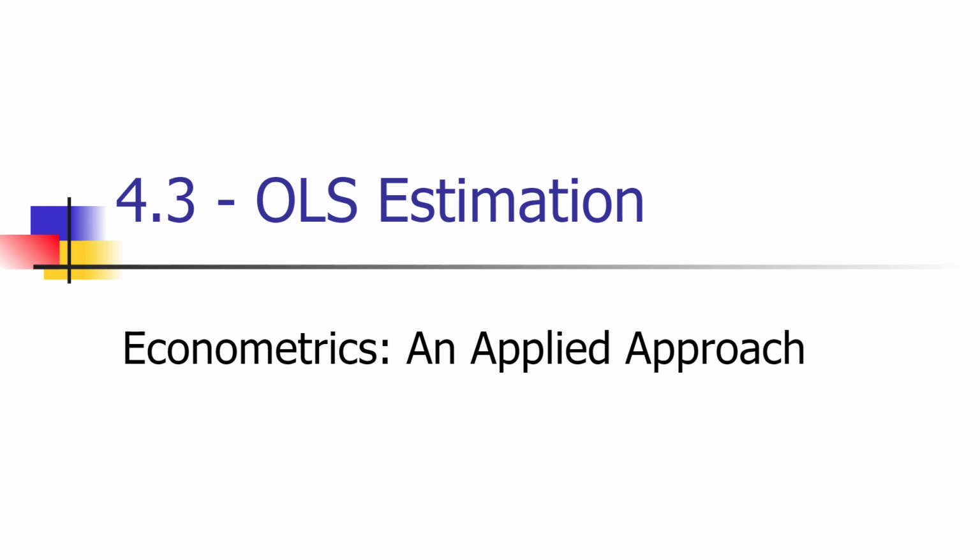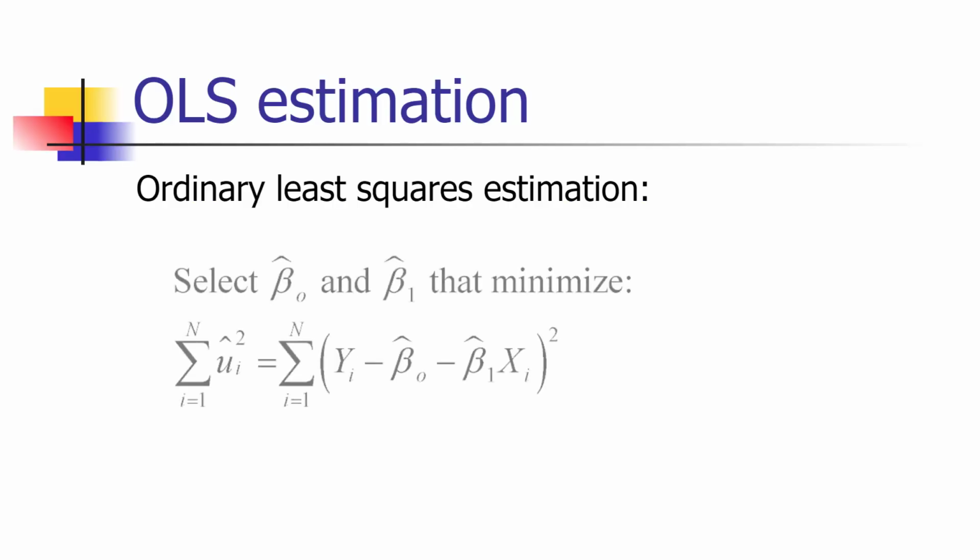In this video, we're going to talk about ordinary least squares estimation in the bivariate regression model. The goal of ordinary least squares estimation is to find the value of the estimated intercept and the slope that minimizes the sum of squared error terms. So what we're trying to do essentially is find a regression line that minimizes the sum of the distances between the line and the observed data points. And this is a mathematical equation that has to be solved to do that.